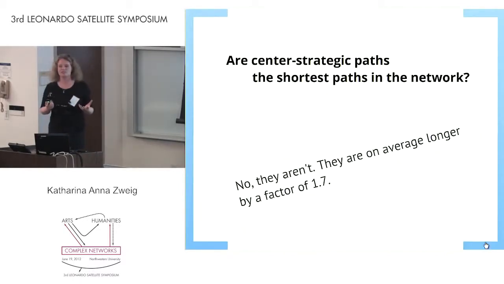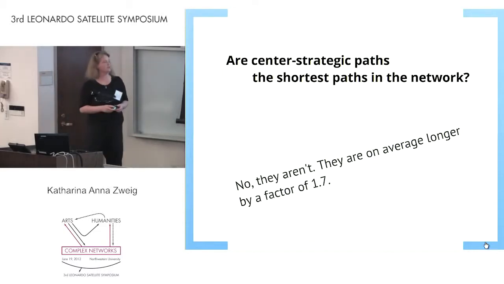So if this is what people do, then the next question is, are these center strategic paths really those that are most efficient? Are they the shortest path? And no, they aren't. They're on average longer by a factor of 1.7. So you go almost double the way you would have needed to go.